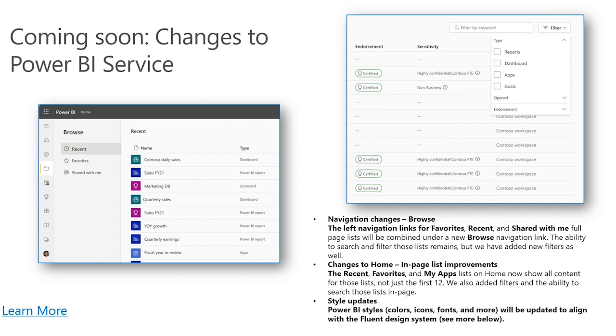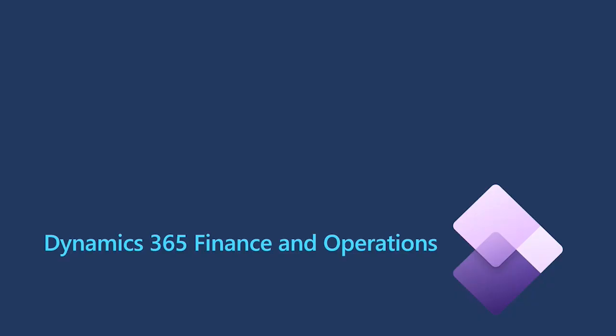So some navigation changes, changes to the home page, list improvements. There's style updates as far as colors, icons, fonts, all that good stuff. And so all that will be coming in June with those changes to the Power BI service. All right, Ryan, back over to you. Thanks, Ryan.